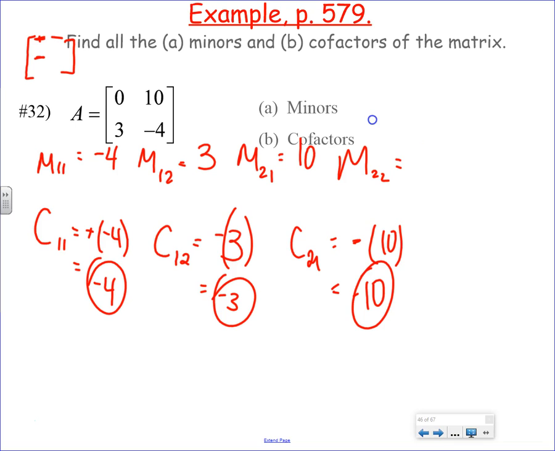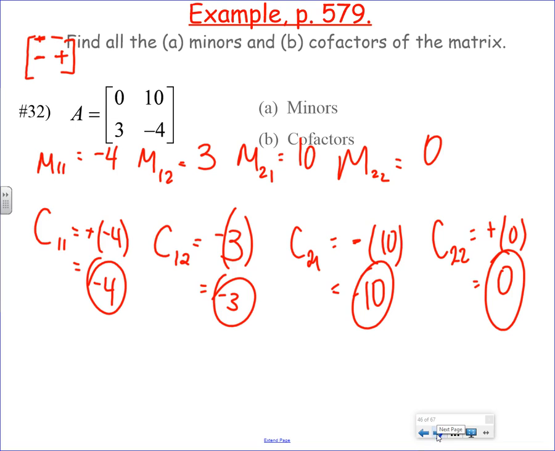0. For cofactor 2, 2, technically just so that we get the idea, what's in that spot is going to be a positive sign. So I keep the sign the same, but oh well, what's anything times 0? There we go. So minors, what's left when you cross out? Cofactors take what's left and then put in a sign.